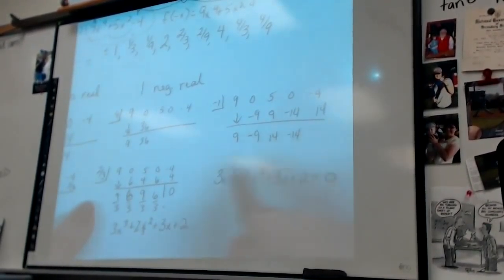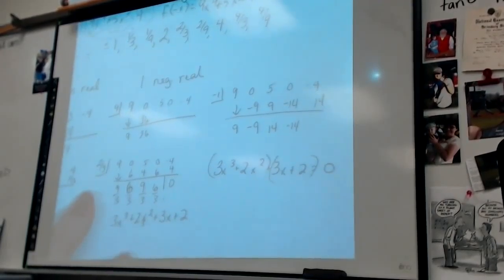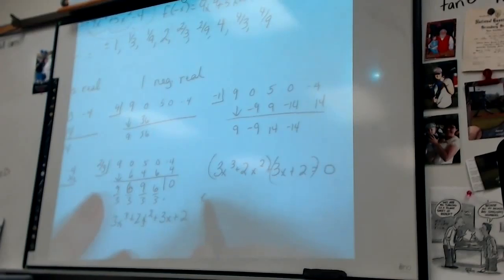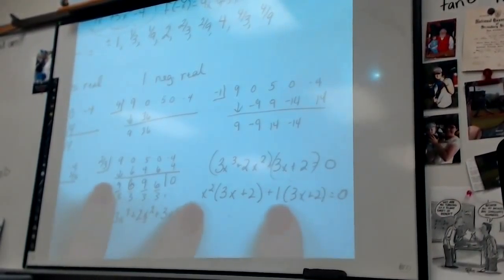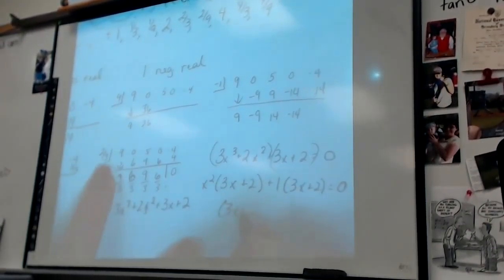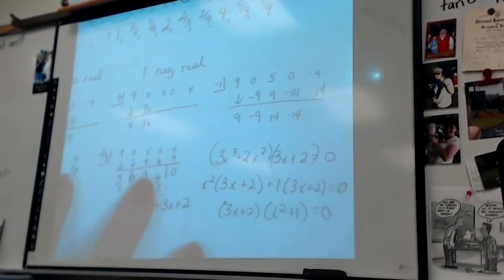So try grouping the first 2 and the second 2 together. And on the second one, you get 3x plus 2. We already have 3x plus 2 over here. So to get this number, you have to factor out a 1, because you got to have a number to go with your x squared. So now you factor out a 3x plus 2, and then you have x squared plus 1. And once you have it factored, then you can set them equal to 0.